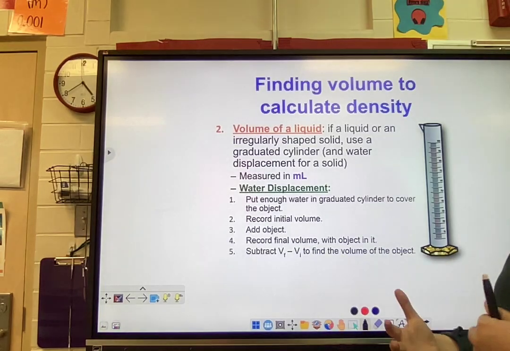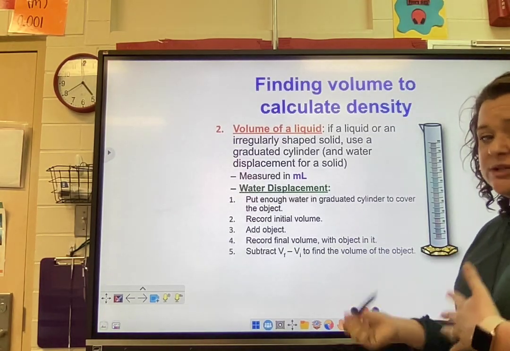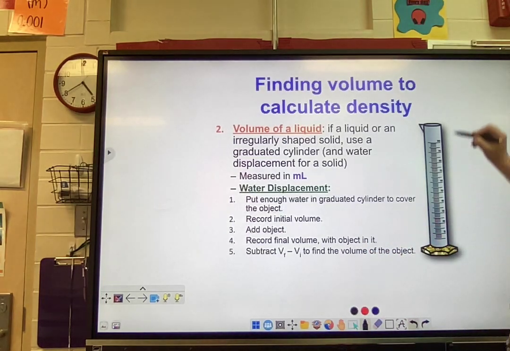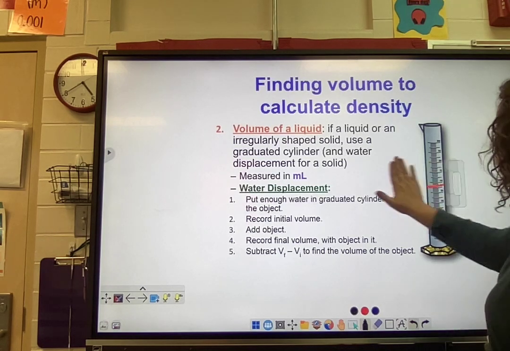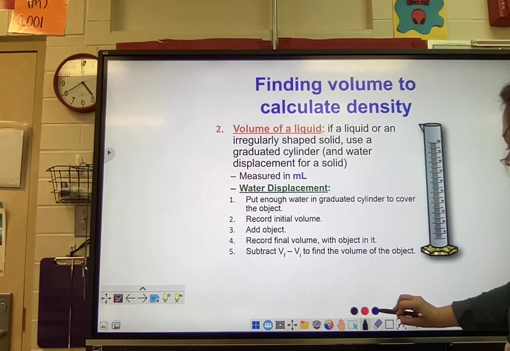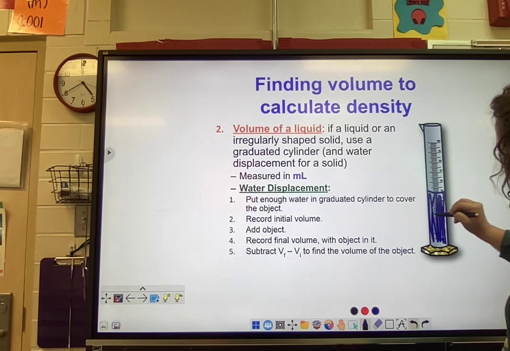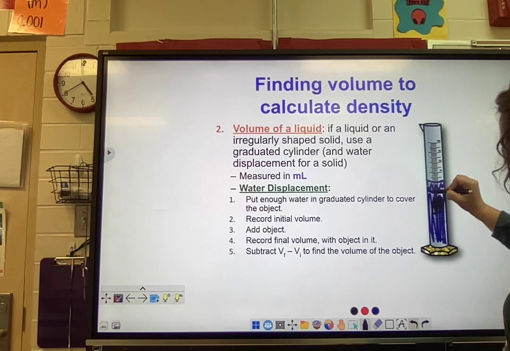So finding the volume of an irregular shaped solid, we know to use water displacement. So we're going to use our graduated cylinder. We're going to put the water into our graduated cylinder. Let's actually change the color. So we put our water into our graduated cylinder. Then we drop our object in. The water will then rise.